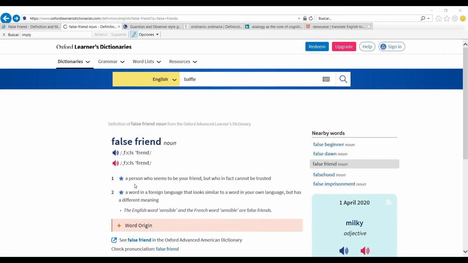But we're going to follow actually the second sense, which is a word in a foreign language that looks similar to a word in your own language, but has a different meaning, right? The example they give you here is the word sensible. The word sensible in English means sensato, in español, no sensible, right? So the appearance of the word is what is deceptive.